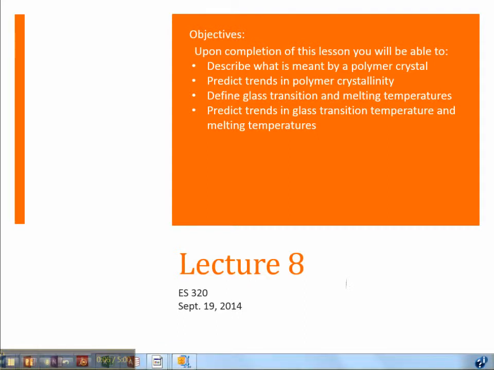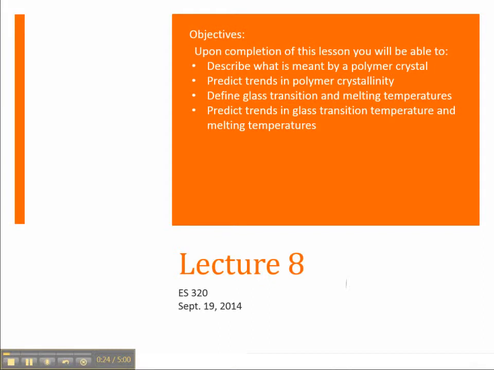Today we're going to look at polymer crystallinity and what is meant by that, and then how we can predict that knowing what we do about various polymers. And we're also going to look at the glass transition and the melting temperatures of polymers and be able to predict trends in those two things based on what we know about polymers.